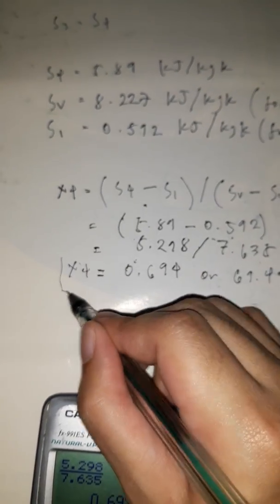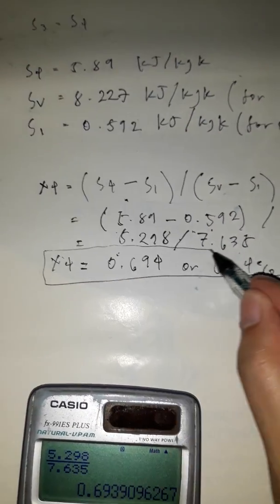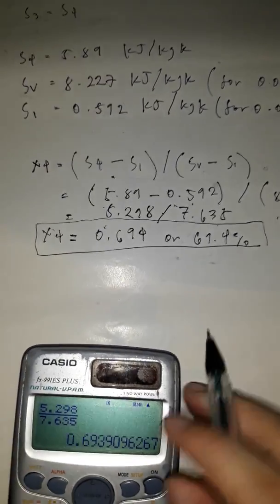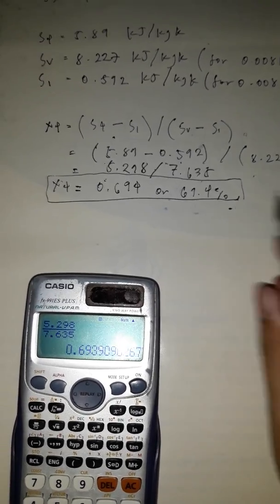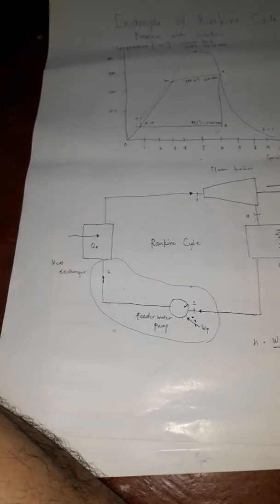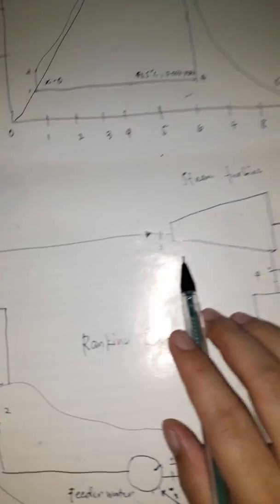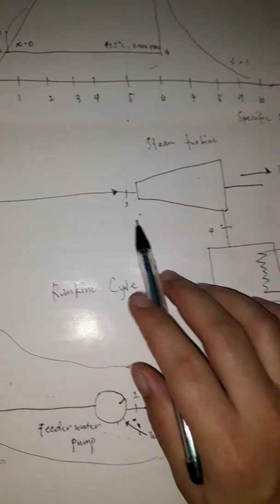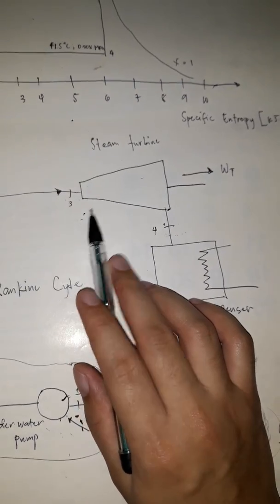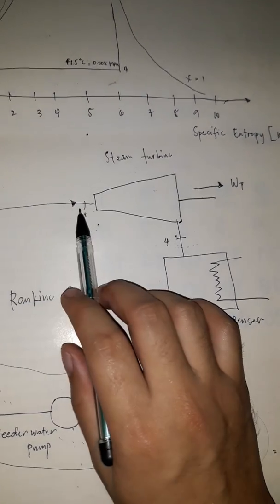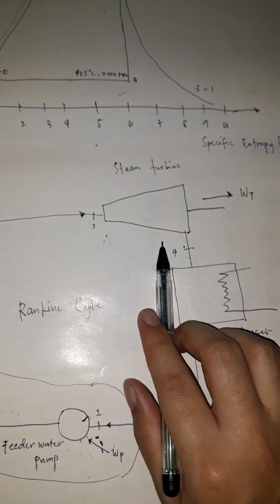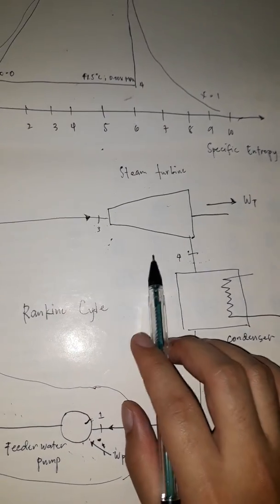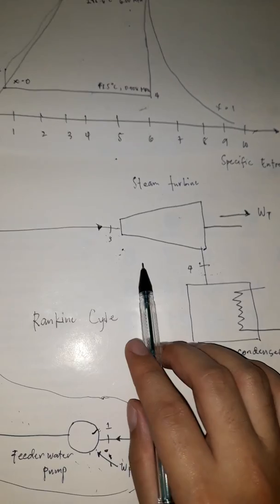So since we have found the vapor quality, let's proceed to the second problem, which is the enthalpy difference between these two states, 3 to 4, which corresponds to the work done by the steam.